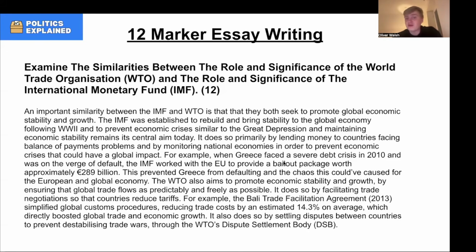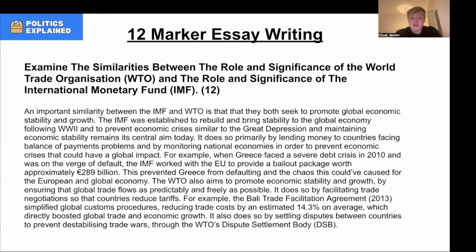For example, when Greece faced a severe debt crisis in 2010 and was on the verge of default, the IMF worked with the EU to provide a bailout package worth approximately 289 billion euros. This prevented Greece from defaulting and the chaos this would have caused for the European and global economy. So we've introduced a clear point. We're then explaining that point with the first institution and bringing in specific knowledge and an example to do so.